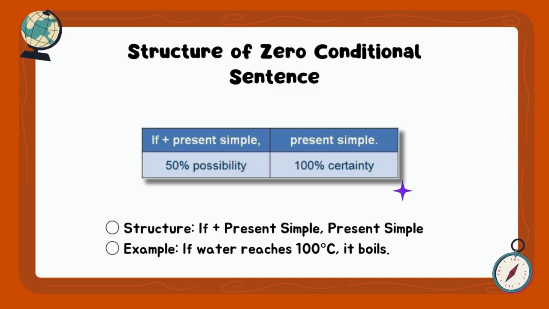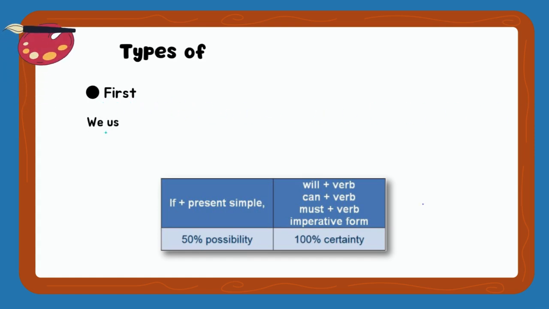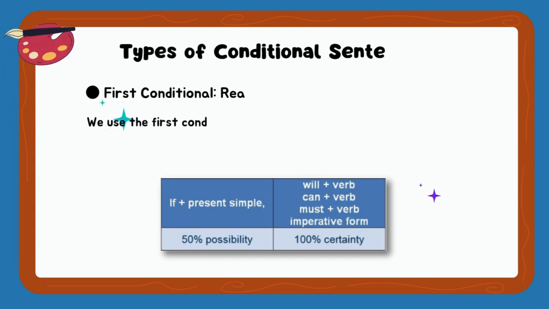For example, in the sentence, if water reaches 100 degrees Celsius, it boils. Here we have if plus present simple, water reaches 100 degrees Celsius, to contain the 50% possibility, and then followed by 100% certainty, it boils.